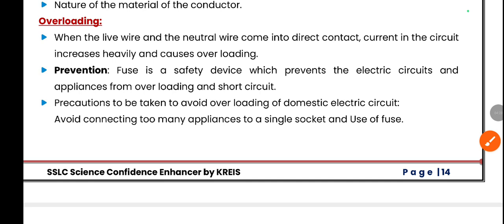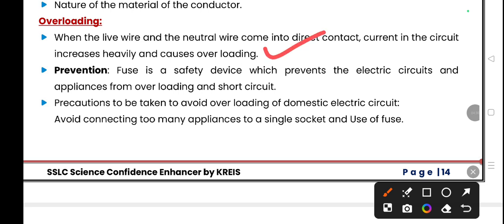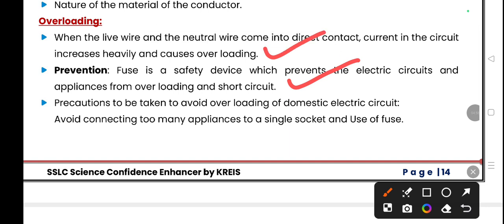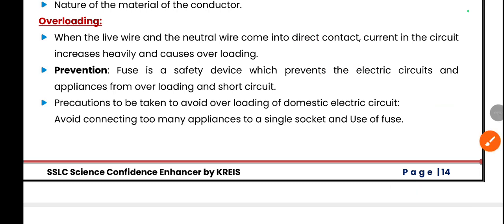Then overloading. When a live wire and neutral wire come into direct contact, current in the circuit increases heavily and causes overload. Then next, prevention of overloads. Fuse is a safety device which protects electric circuits and appliances from overloading and short circuit. Then precautions to be taken to avoid overload of a domestic electric circuit. Avoid connecting too many appliances to a single socket and use a fuse. These are the precautions.